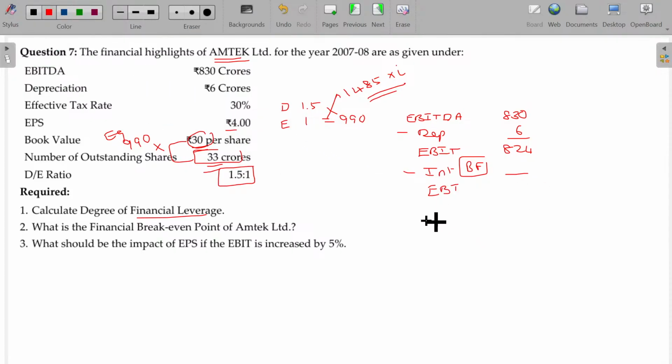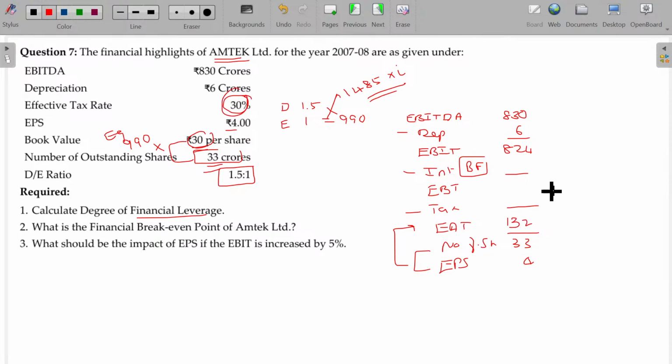From there, I have to subtract what? Tax. Tax is also there, right? I missed. Then EAT, number of shares 33 crores, and EPS being 4. If you multiply these two, you'll get the EAT, which is 132.